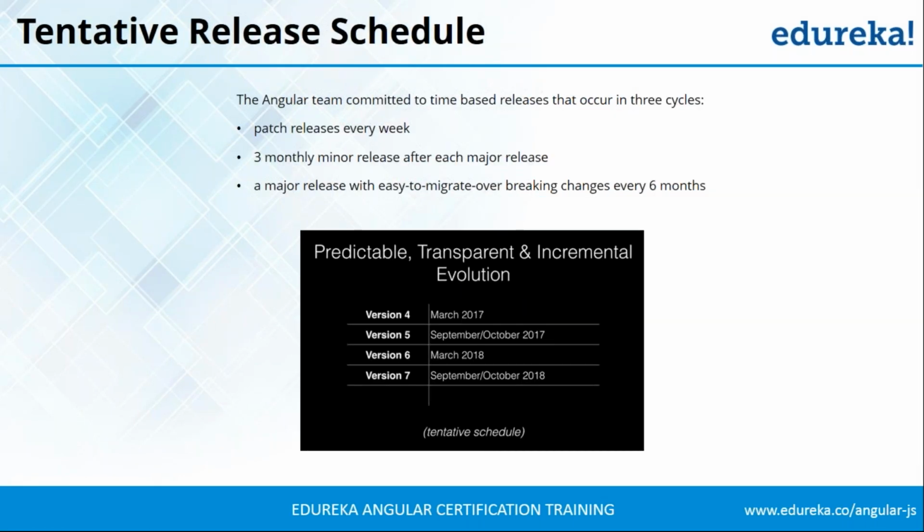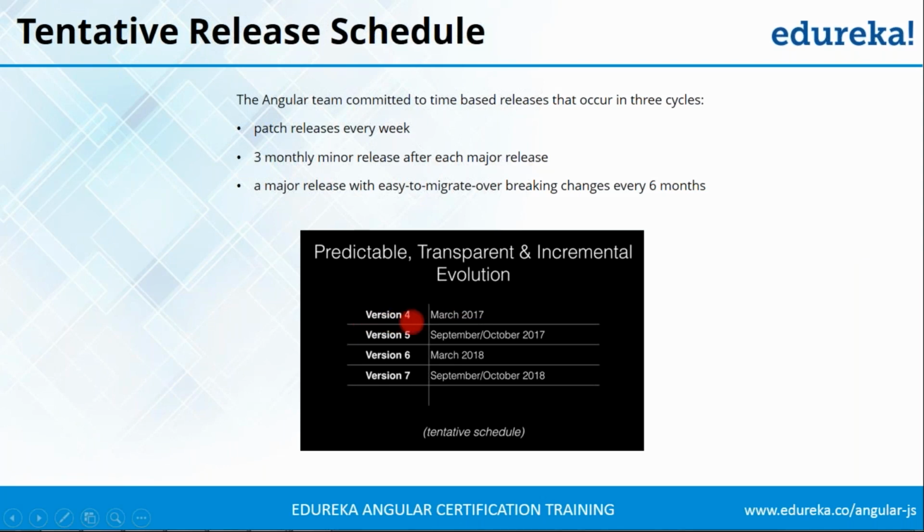Now this is the tentative release schedule for Angular. The fact that breaking changes will arrive doesn't mean that they will arrive every other week. The Angular team committed to a time-based kind of release that occurs in 3 cycles. The first is patch releases, which are every week. Then we have a minor release every 3 months after every major release. And then we have a major release, which will be done every 6 months.